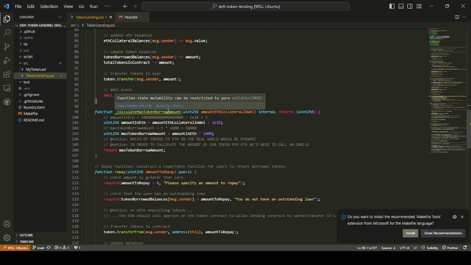Calculate max token borrow amount, and what we do is we pass in again, say 5. If we want to deposit 5 ETH as collateral, it'll be 5 with 18 zeros after, and it returns a uint. And in here we do our calculations.